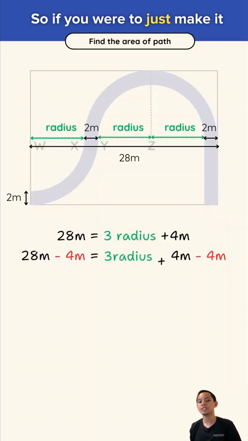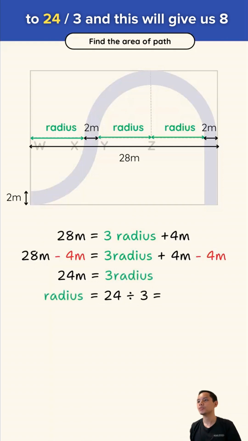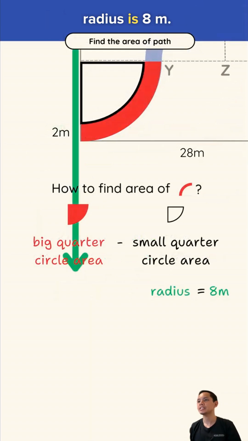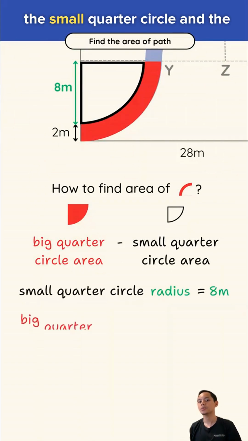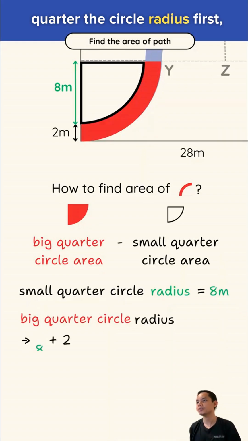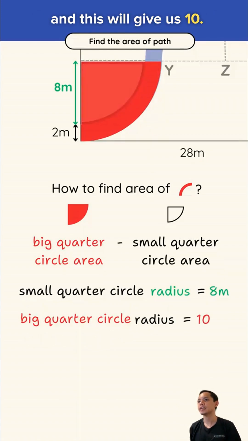If we make it into one radius, it will be equal to 24 divided by 3, and this gives us 8 meters. So now we know that the radius is 8 meters. The next thing is we can find the area of the small quarter circle and the big quarter circle. Let's calculate the big quarter circle radius first. In this case, it's just 8 plus 2, and this gives us 10.